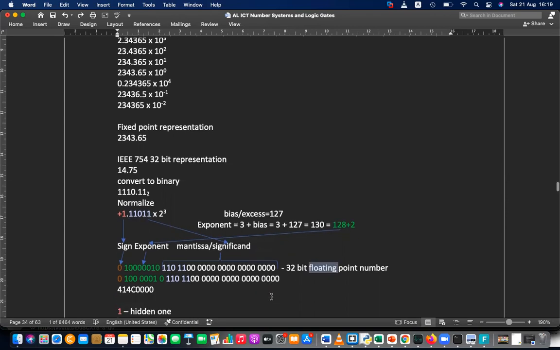And then you can represent that by writing 4 by 4 and writing that in hexadecimal too. This one you are not going to represent anywhere, and that is called the hidden one.